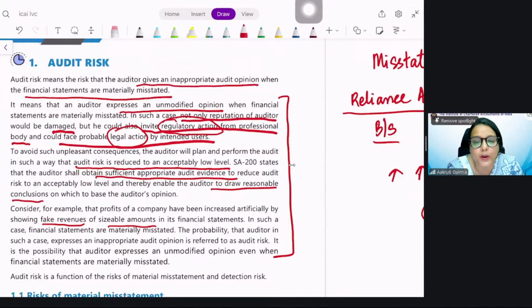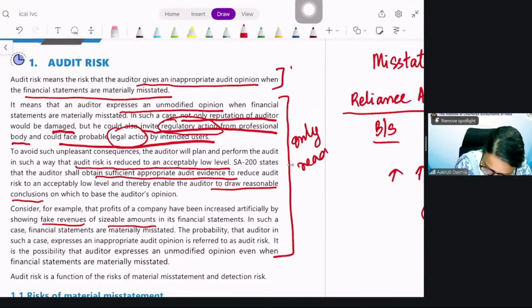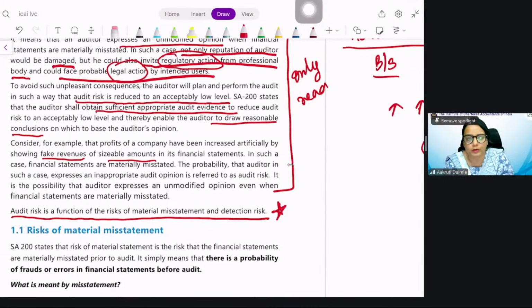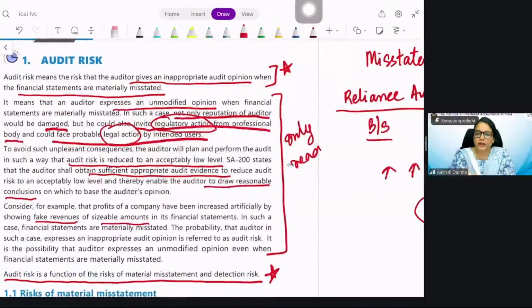They are just to explain, okay? Only read. This is important, okay? Audit risk is a function of risk of material misstatement and detection risk. This line is important, okay? The 3 paragraphs in between are just to give you some explanation.